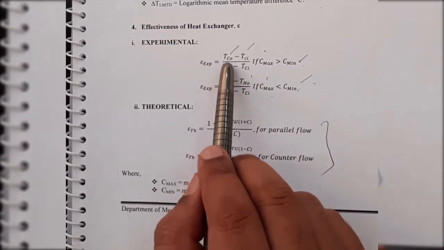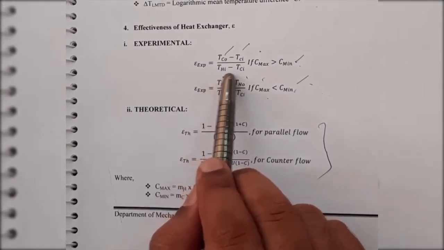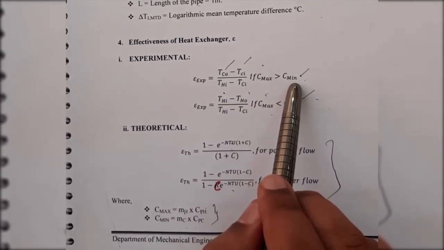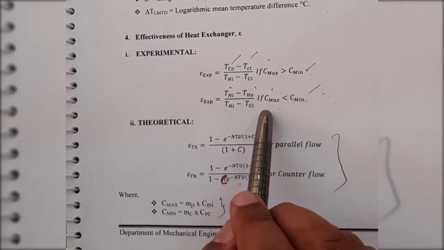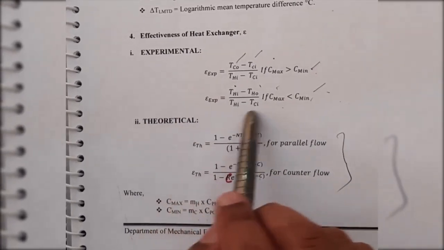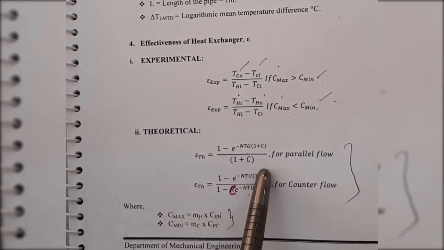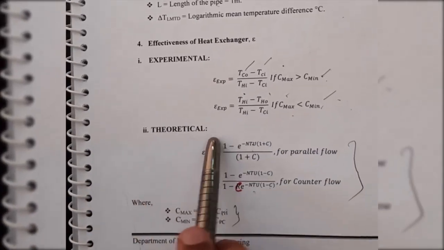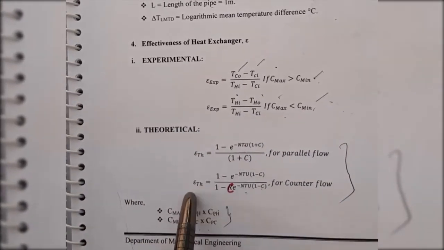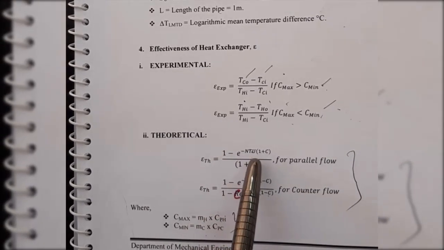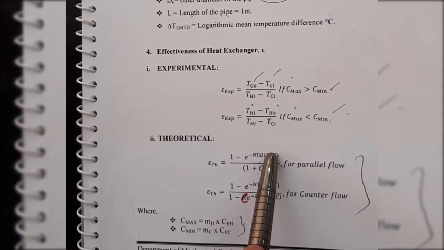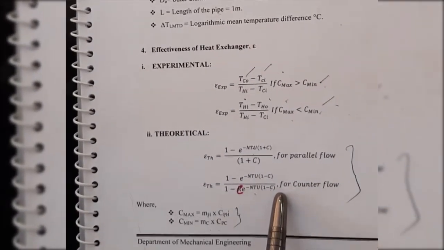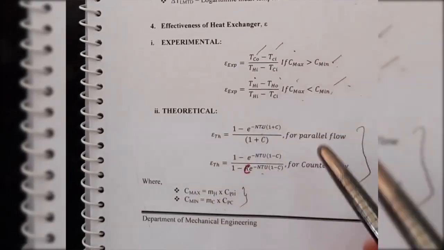You have (Tco − Tci) divided by (Thi − Tci) if Cmax is greater than Cmin; if Cmax is smaller than Cmin, you have one more formula to use. Similarly, you have a different formula for the theoretical approach. You have two, experimental and theoretical. Here also, 1 − epsilon theoretical is equal to 1 − e^(−NTU(1 + C)) divided by (1 + C). For parallel flow and counter flow, you have different formulas. These formulas you can also see in the data handbook.